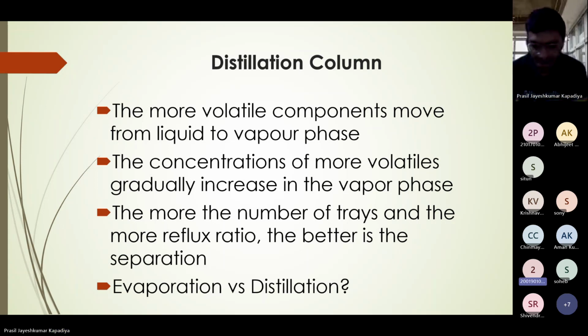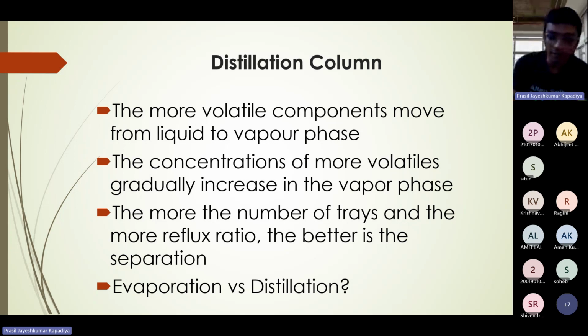Sir, we use evaporation mainly when the volatility difference between two components is very high. Yeah, exactly. When we use evaporation, the volatility difference between two components is very high. Or we can say that one component is extremely volatile and the second component is more or less non-volatile. In that case, we boil our whole solution and the more volatile one is vaporized.